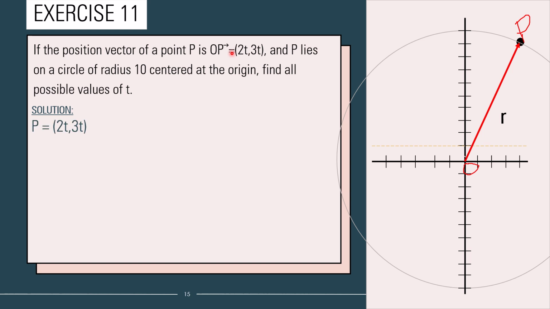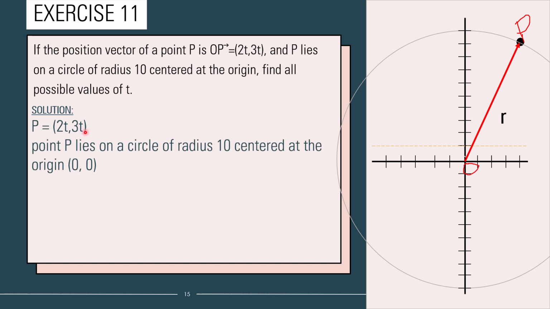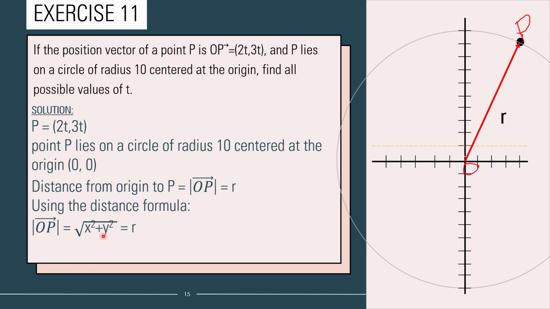First, the point P is (2t, 3t). P lies on the circle of radius 10 centered at the origin (0, 0). The distance from the origin to P is the magnitude of OP, which is equal to the radius. Now for finding the magnitude, what is the formula? Root of x square plus y square, which is equal to the radius. So x is 2t and y is 3t. So it will be (2t) square. This is a square, okay? The square applies to the whole 2t.